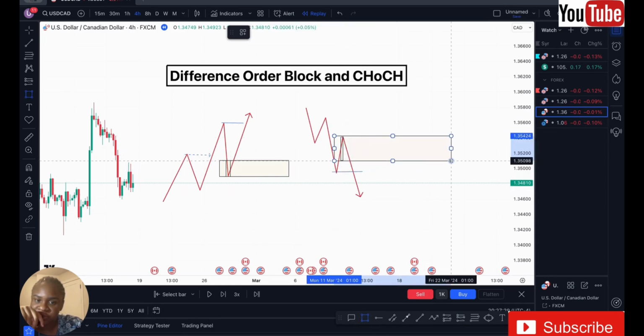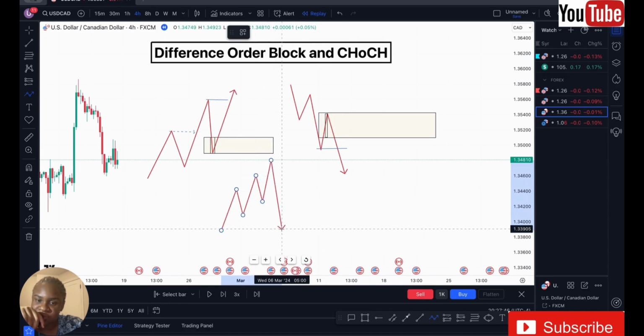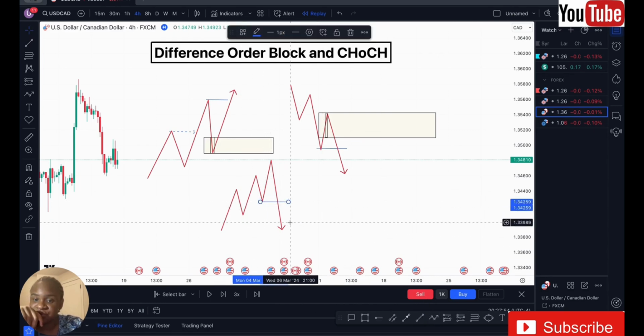For a change of character, the market moves higher high, higher low, for a bullish momentum, higher high, creating a break of structure, higher low, higher high, creating a break of structure, and the swing low has to get broken. This is what we know as a change of character. The moment the low has been broken, we signal that the market has changed trend or shifted trend. That is what a change of character is.